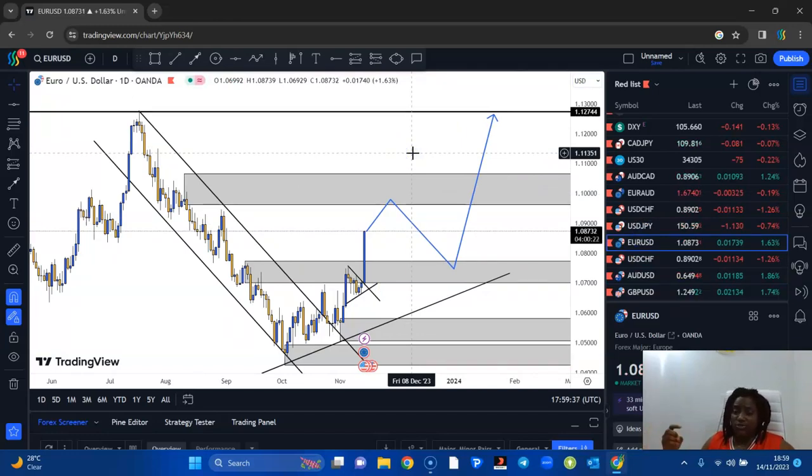So are you looking at this chart too? What do you see in this market? Feel free to share your thoughts. You can drop a message in the comments.